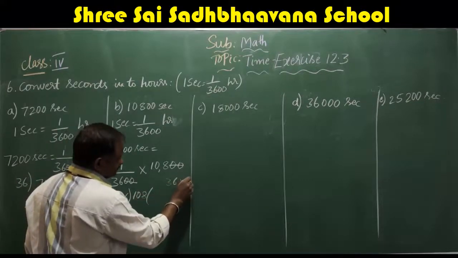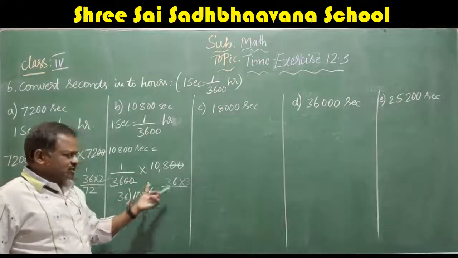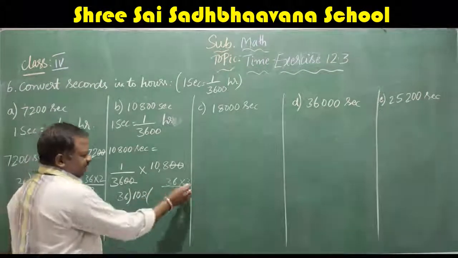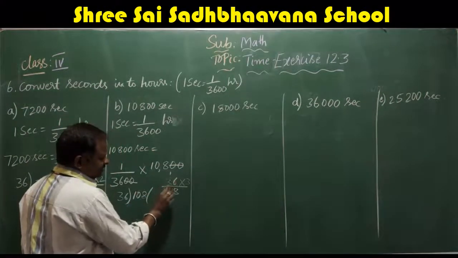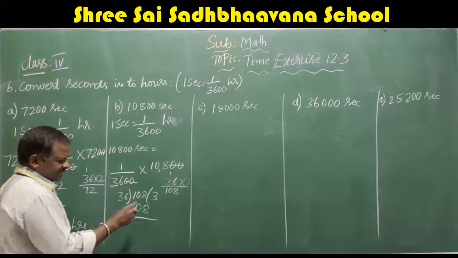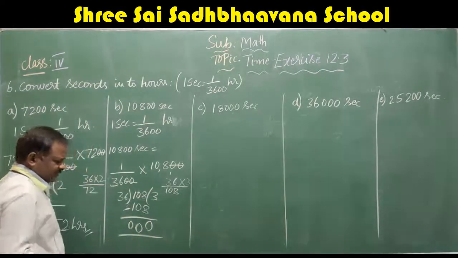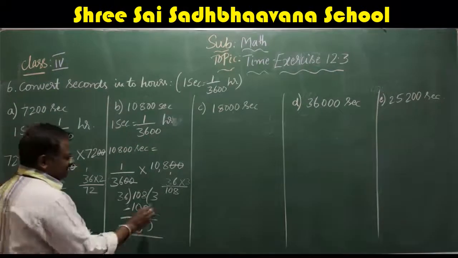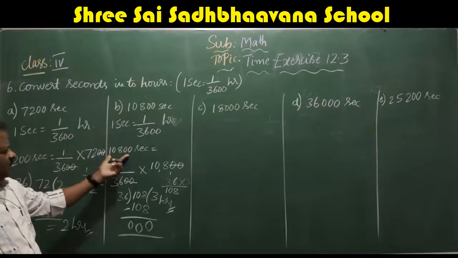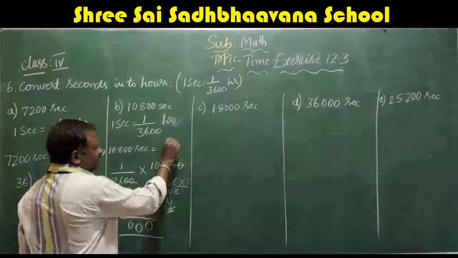36 threes are, because 3 threes are 9, so nearly 10 it is here. 3 times 6 are 18, carry 1, 3 threes are 9 plus 1, 10. So 36 threes are 108. Subtract: 8 minus 8 is 0, 0 minus 0 is 0, 1 minus 1 is 0. So how many hours? 3 hours. 3 hours is equal to 10,800 seconds, or 10,800 seconds is equal to 3 hours.